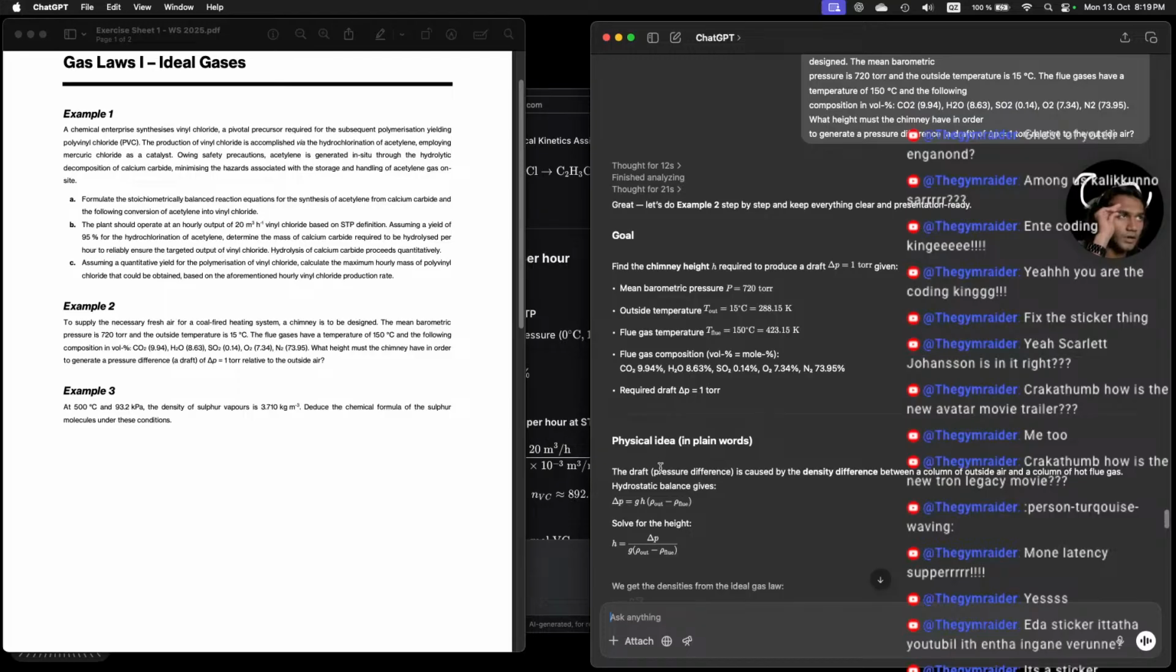Physical idea. The draft pressure is caused by density difference between a column of outside air and a column of hot flue gas. Hydrostatic balance given. Find the chimney height required to produce the required draft pressure. Flue gas composition, okay, it's mainly nitrogen.